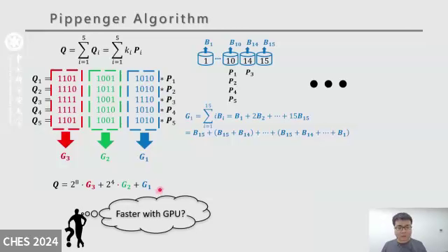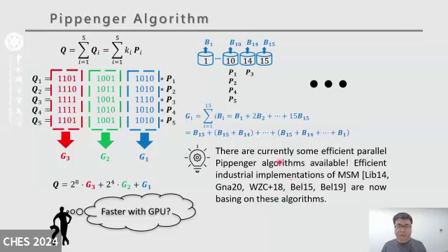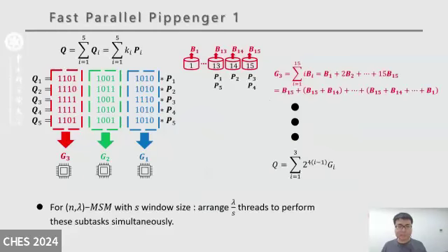So can we use the GPU to further speed up the Pippenger algorithm? Okay, the answer is yes. And there are currently some efficient parallel Pippenger algorithms available. And some efficient implementations of MSM are now based on these algorithms. Okay, let's see the first parallel Pippenger one.